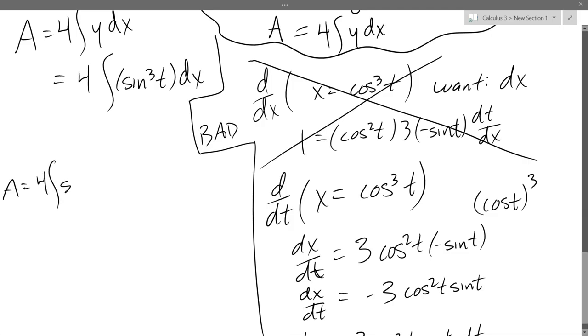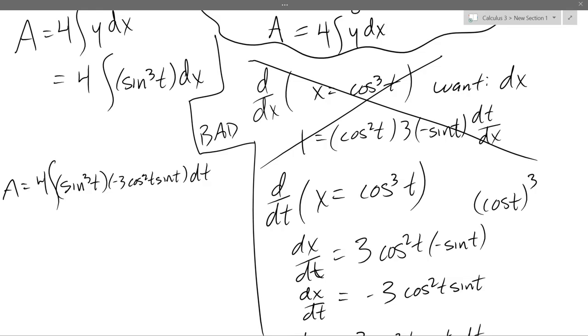Or integral of sine cubed t, that was the easy part, times negative 3 cos squared sine t dt. All right, so that integral doesn't look friendly, but it looks doable. What is the other thing I need? Obviously I'm going to have to take an antiderivative. But before I do that, what do I need to do to my integral before I start doing calculus?